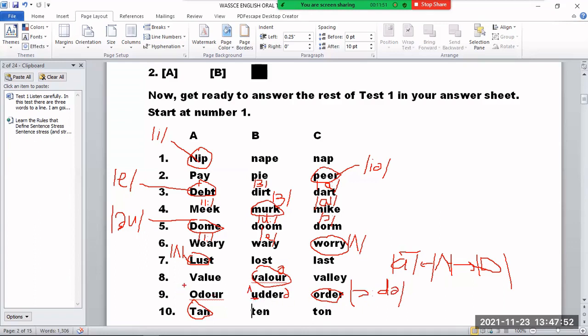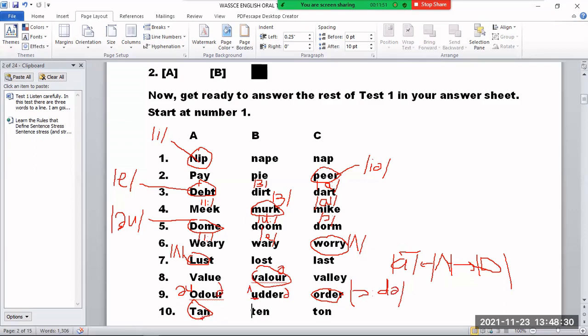And here you have the diphthong O, order. This is O. So you ought to understand the slight differences, what differentiates the speech sound of a particular word from the speech sound of the other. These are the things you ought to pay critical attention to in test 1.